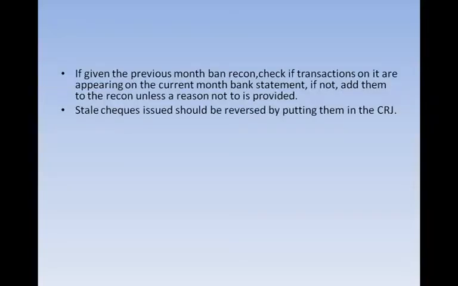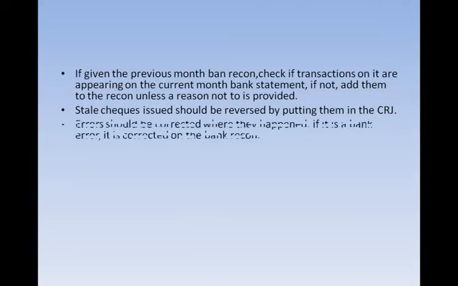Alright, so a stale check is a check that is over 6 months old, and therefore the bank will not honor it. Because you wrote the check and gave it to someone, and that someone did not go to the bank and collect their money, you just need to reverse the check. Since when you wrote it we were paying, and therefore you included the check on the cash payments journal, you need to reverse it by including it on the cash receipts journal.